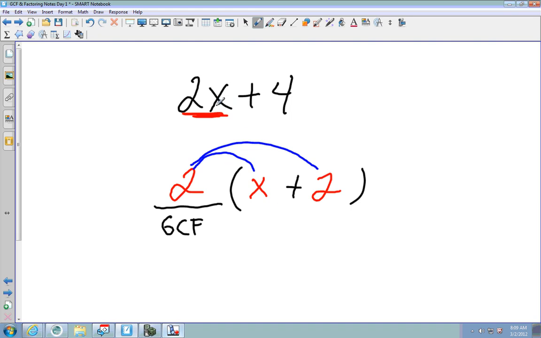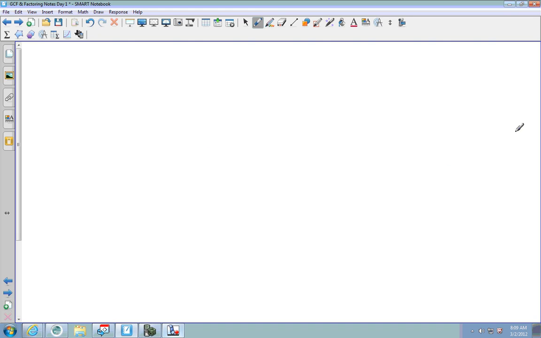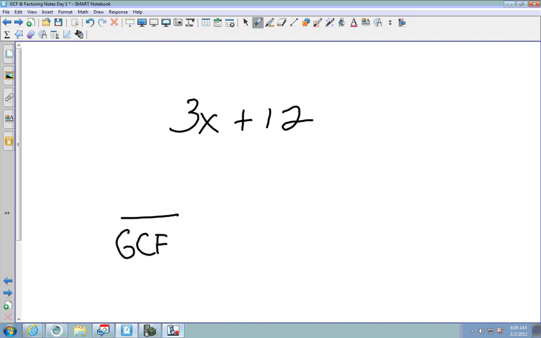You can go back because the whole idea is we're trying to go backwards from what we were doing. This right here is what we were doing. We were multiplying these together and doing the distributive property and getting the product. Now we're going from the product to the factors. Let me show you another one. Ready? Okay, here we go. Let's factor. Find the GCF and write what is left.